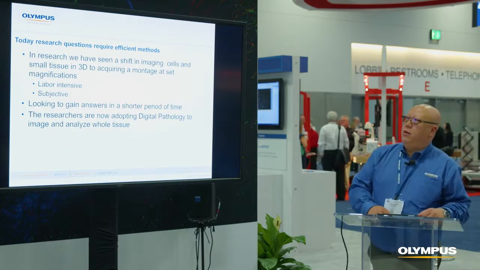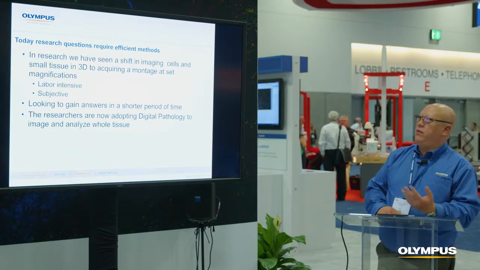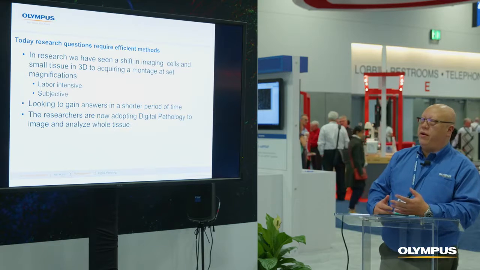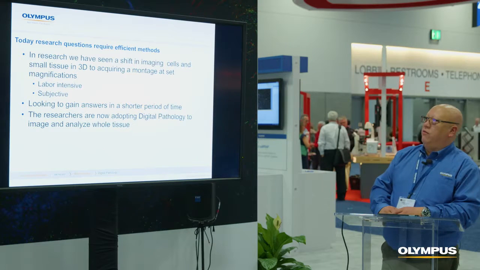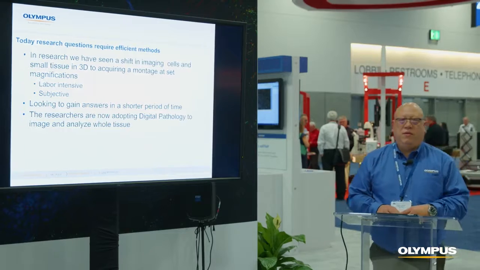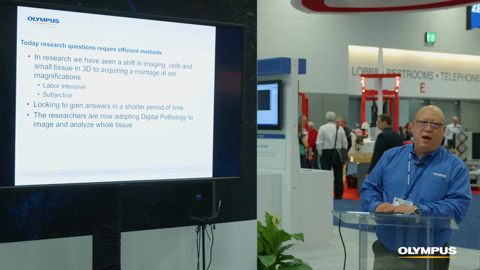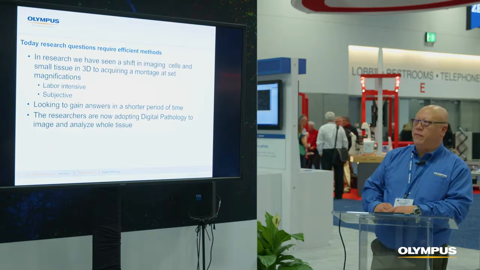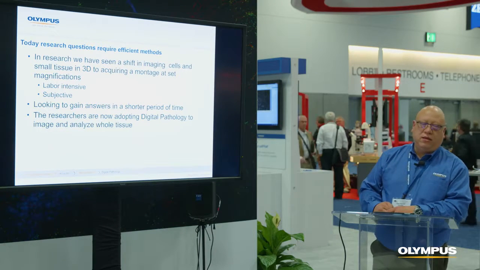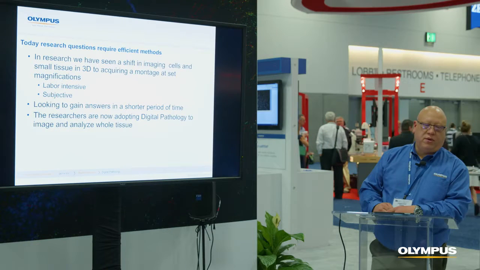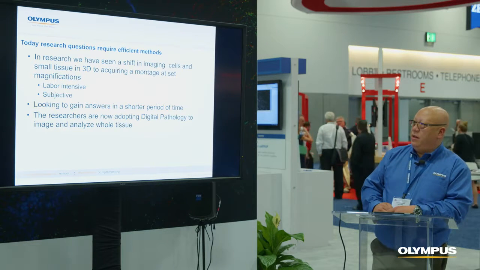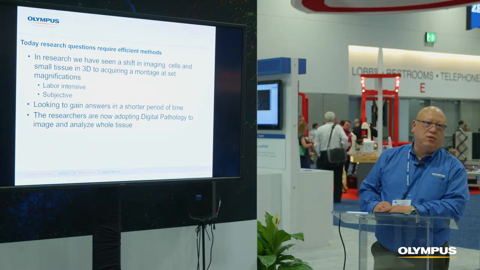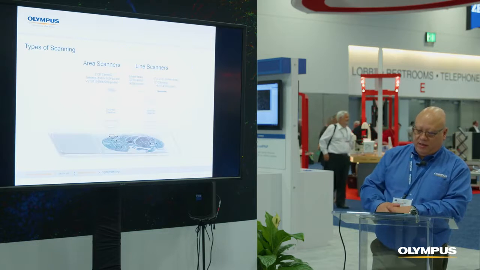So today, we've seen a shift in researchers, like I mentioned, from imaging just cells, individual patch clamping in tissue, to acquiring a 3D montage of a set of magnifications. The problem, though, is that the current method in most labs right now is very labor intensive, and it can be very subjective when you're doing the stitching manually. The researchers are looking to gain answers in a very short period of time. And researchers are now adopting digital pathology to be able to capture the image and then do a whole slide analysis on the images itself.